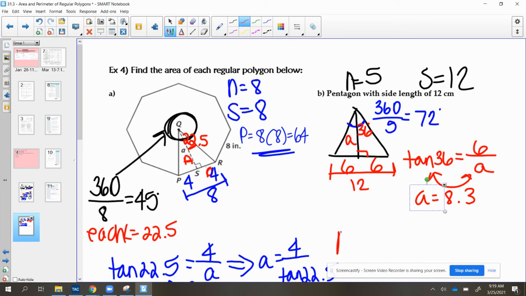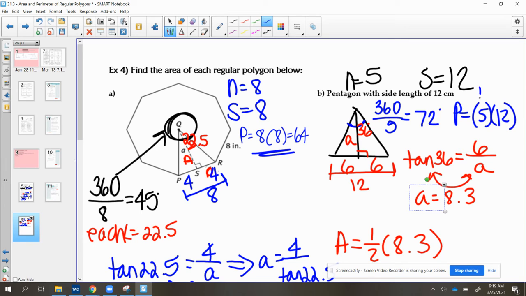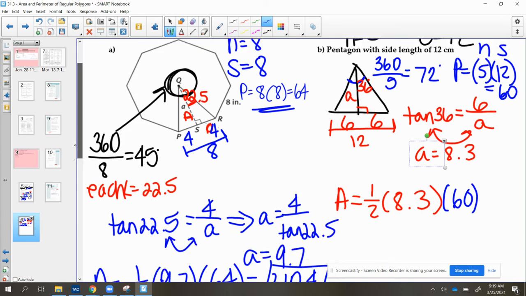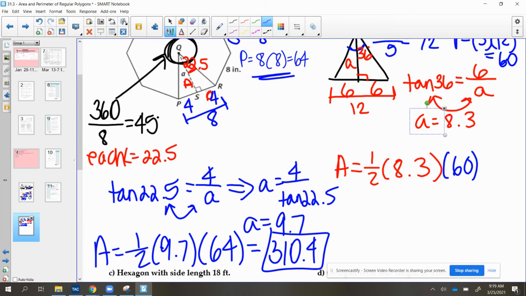So as we're plugging in, we have 1/2 the apothem, and then we need the perimeter of this figure. Well, remember the perimeter of a pentagon is going to be the number of sides times the side length, n times s, for a total of 60. So half of 8.3 times 60 is 249.